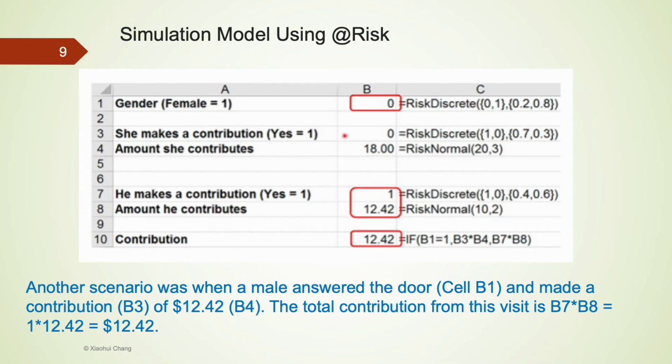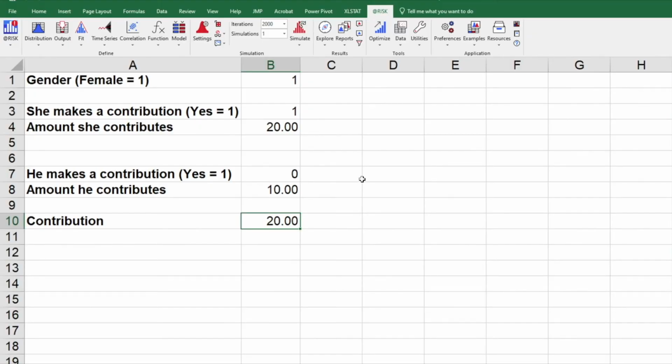Consider a third visit. A male answered the door and made a contribution of $12.42. The total contribution from this visit is $12.42, which can also be calculated using the if function. In this if function, the condition is not met. That's because it was a male, not a female, who answered the door. And the returned value will be the third argument of the if function. That is B7 multiplied by B8. That's exactly $12.42.